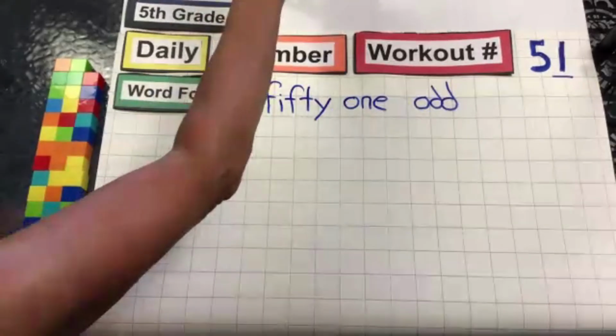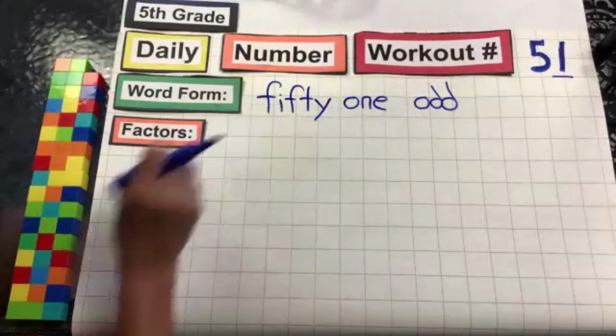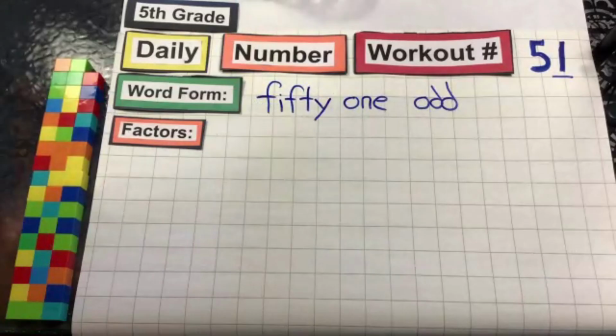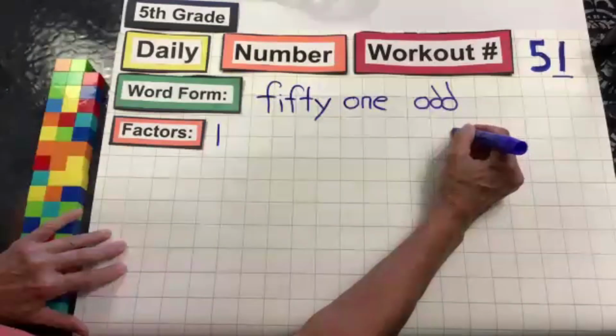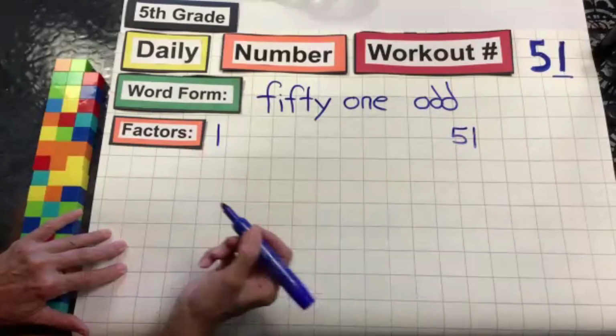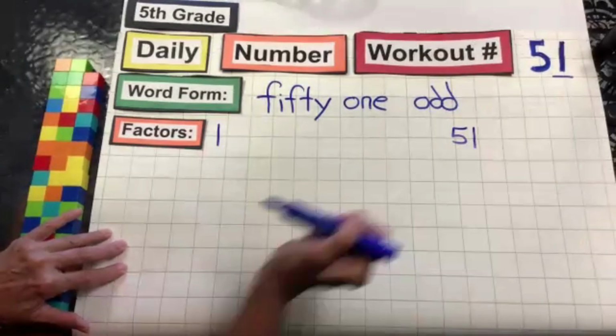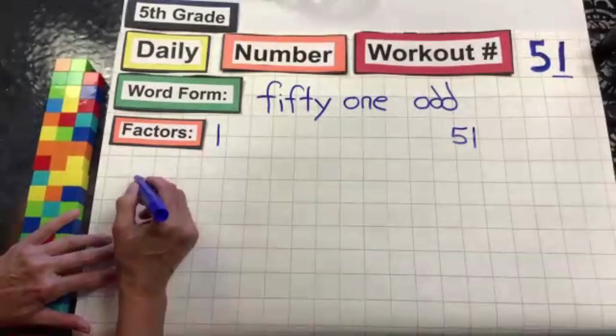All right, let's go for factors. So today we're starting a new way of finding factors. Hopefully you did the same, but I want to demonstrate how you can find factors. So we know 1 goes in 51 times. 2 doesn't go in because it's odd. 3, let's see if 3 goes in.